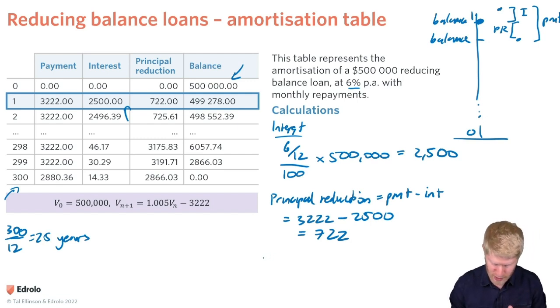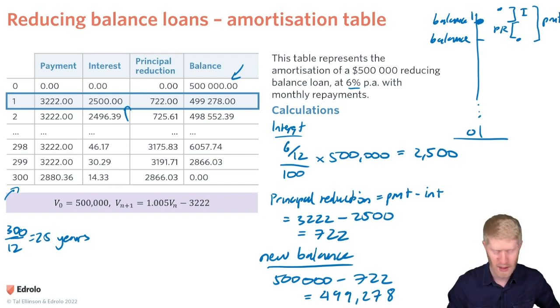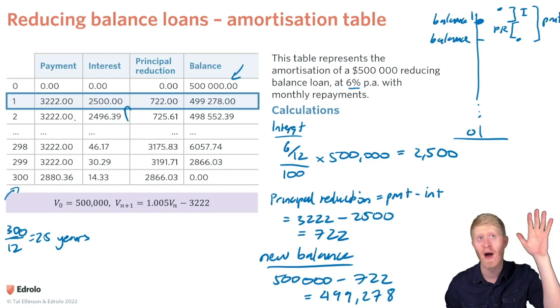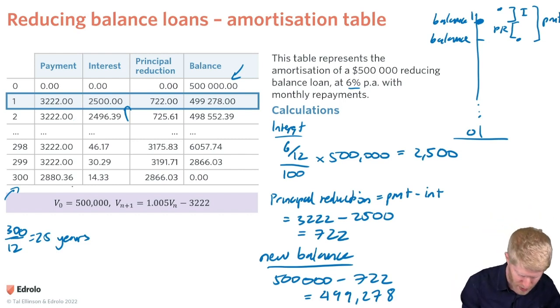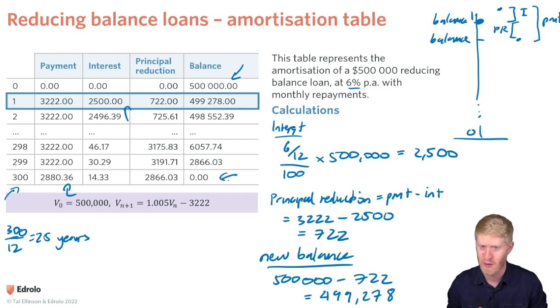If you want to draw a new balance, we can run on those. If we want our new balance, we get 500,000 minus the principal reduction, in this case, 722, and that gives us our new balance. There's one other thing you might have spotted in this table, that while all the payments were exactly the same throughout all 25 years of this loan, in the very last row, the payment was a little bit different. And that's done to ensure that we get to exactly 0 at the very end.